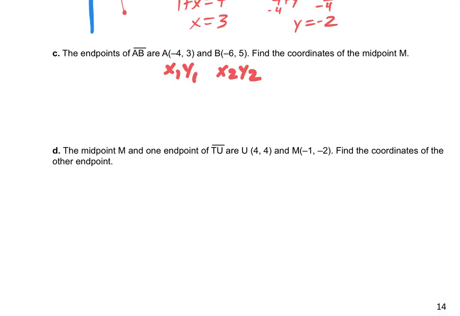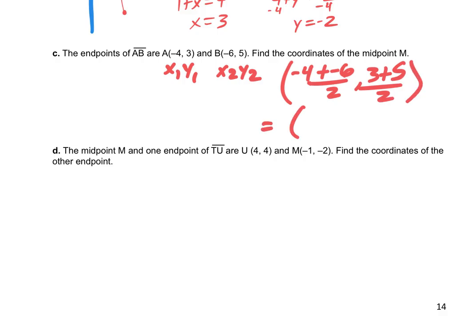x1, y1, x2, y2. Negative 4 plus negative 6 will be negative 10. Negative 10 divided by 2 would be negative 5. 3 plus 5 is 8. 8 divided by 2 is 4.